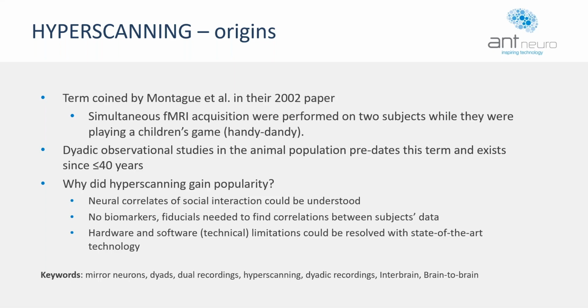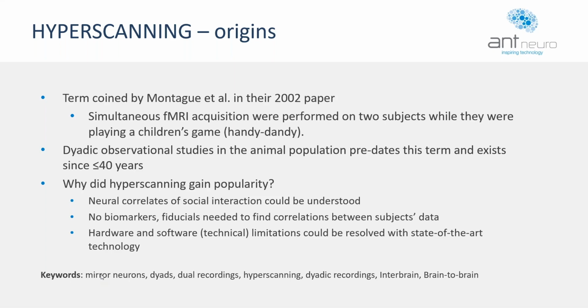Now, while this is the case for the term hyperscan or hyperscanning itself, there are dyadic observational studies that existed in the animal population, in rhesus monkeys, etc., that predate this term. And this has existed for the last 40 years or so. So it's not new. Only the term is relatively new. I have here a list of keywords that might be relevant when you're looking at such studies. So it's not just hyperscanning, but also dyads, dual recordings, dyadic recordings that could help you get closer to the kind of studies that exist in the field.